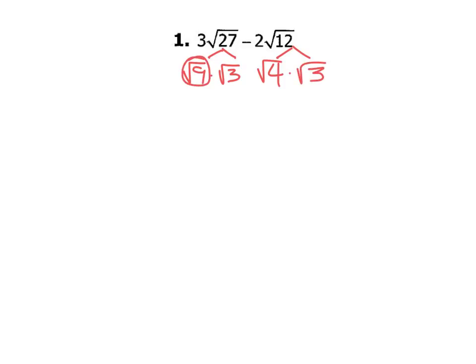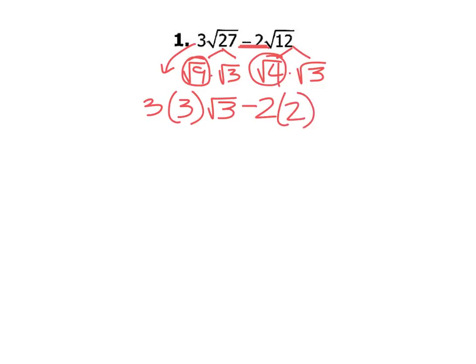Then take the square root of 9. Don't forget to bring down that 3. So 3 times square root of 9 gives us 3. And then bring down the rad 3 because we can't simplify that any further. Minus 2, don't forget to bring down that minus 2, times the square root of 4, which is 2, times rad 3. Bring it down because we can't simplify it any further. 3 times 3 gives us 9 rad 3 minus 4 rad 3 because 2 times 2 gives us 4.